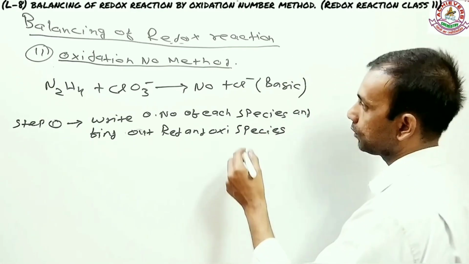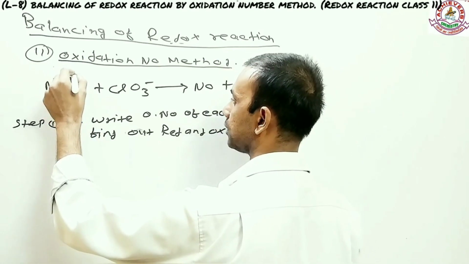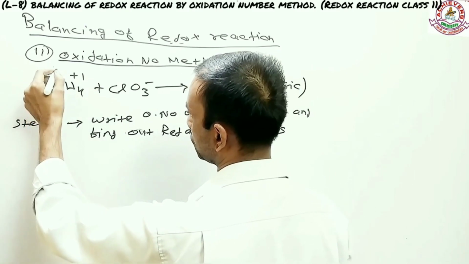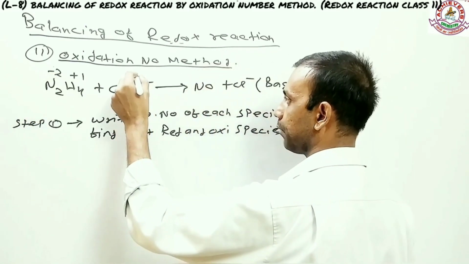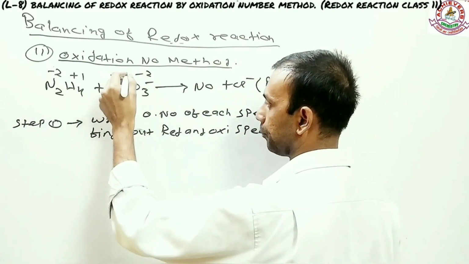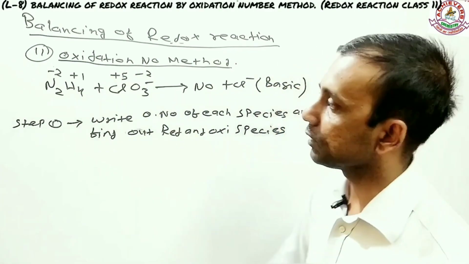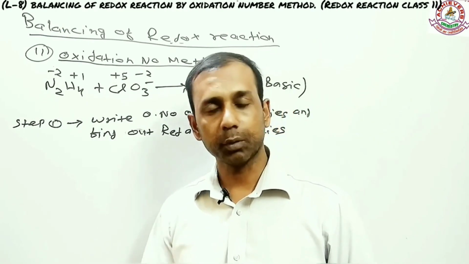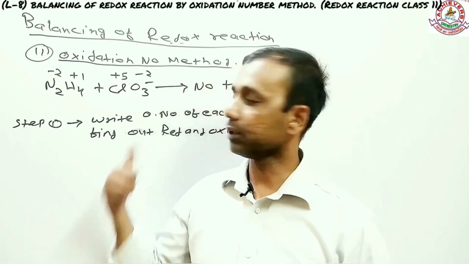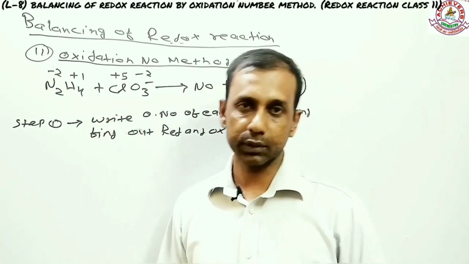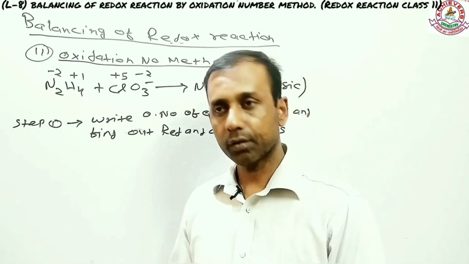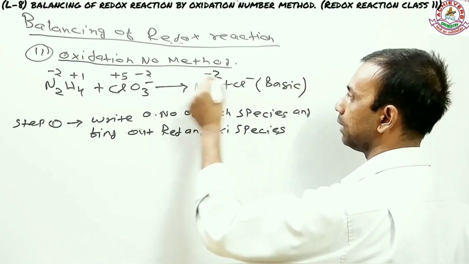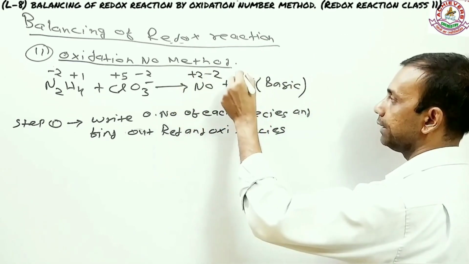Let's find out. Hydrogen has an oxidation number of +1, and their total goes to +4, so this one comes out to be -2. Oxygen is having a -2, so this will be +5. In case you have problem with how the oxidation number is coming, I will help you in the upcoming videos, because I've decided to do redox reaction from the beginning, but right now I'm concentrating on the balancing part. So here the oxidation number is -2, N is having a +2, and the chloride is having a -1.